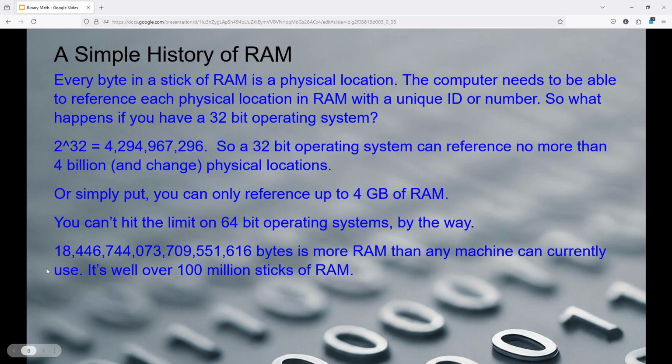Every byte in a stick of RAM is a physical location. It might blow your mind a little bit to think of it that way, but that's what it is. Every single byte on that RAM stick is a physical location. The computer needs to be able to address or find that physical location. And it does that by assigning a unique integer ID to every physical location in memory.